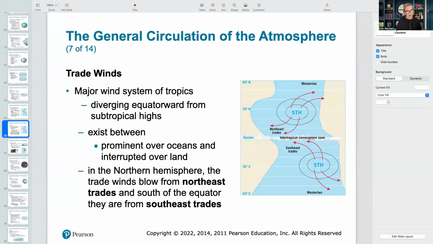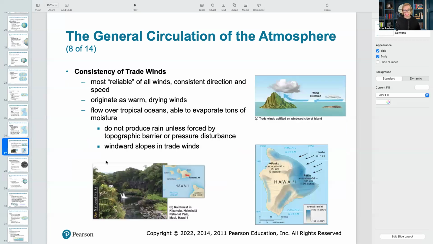Speaking of winds and trade winds, these are our second component. They're incredibly reliable winds that blow from the northeast in the northern hemisphere and from the southeast in the southern hemisphere. These winds got their name because sailing merchants relied on them for centuries to cross the oceans.